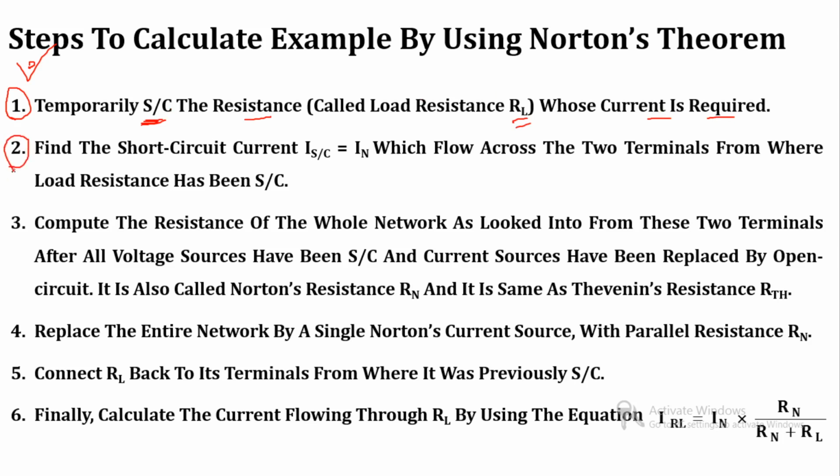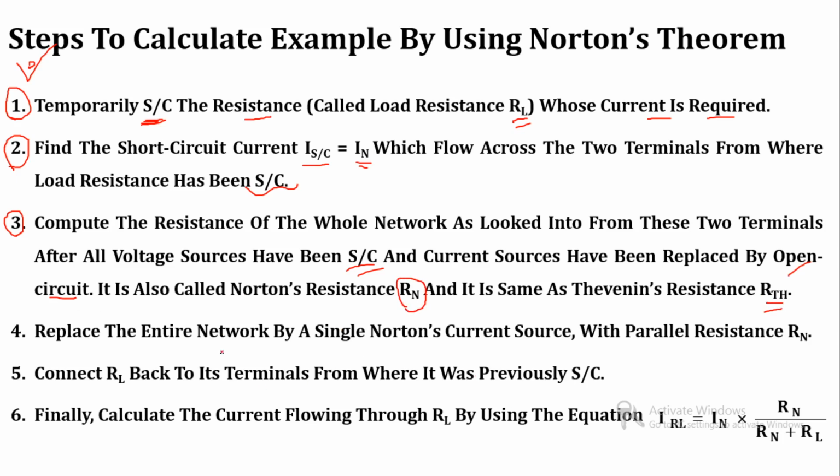The second step is to find the short circuit current, also known as the Norton current, which flows across the two terminals where the load resistance has been short circuited. Through that short circuited branch we find the Norton's current. The third step: compute the resistance of the whole network as seen from these two terminals after all the voltage sources have been short circuited and current sources open circuited. It is called R_N, Norton's resistance, which is the same as Thevenin's resistance.